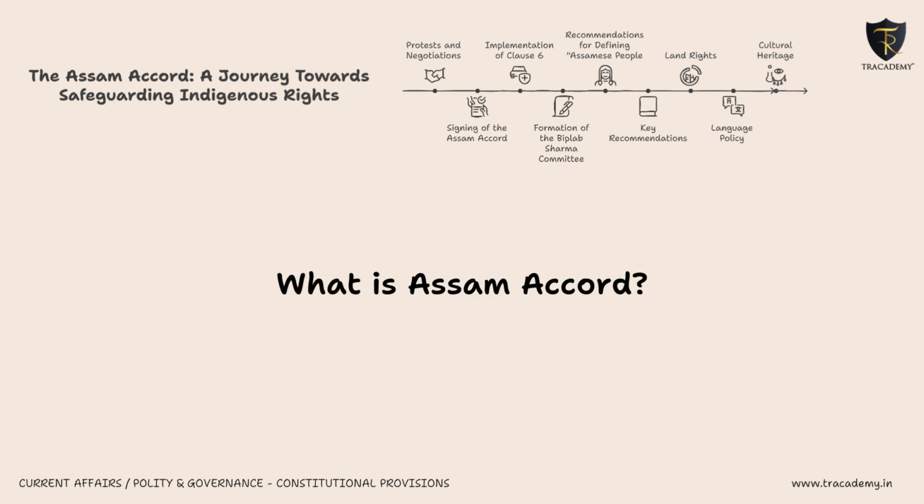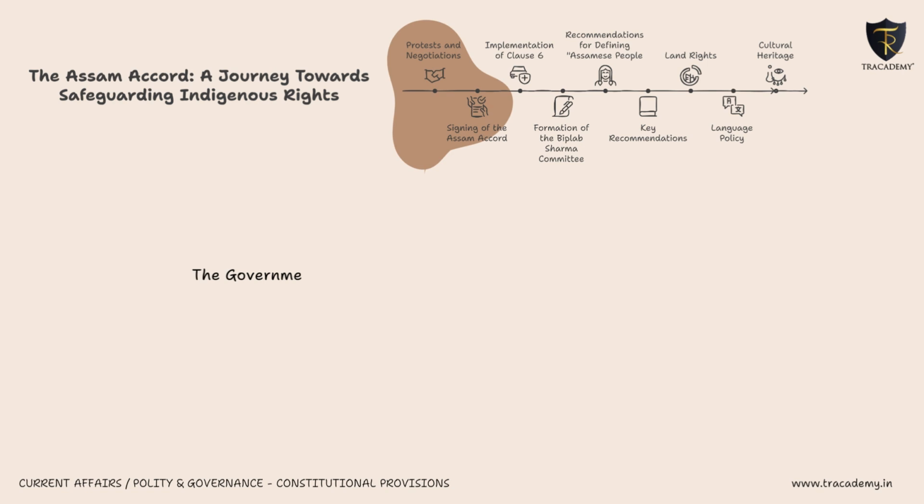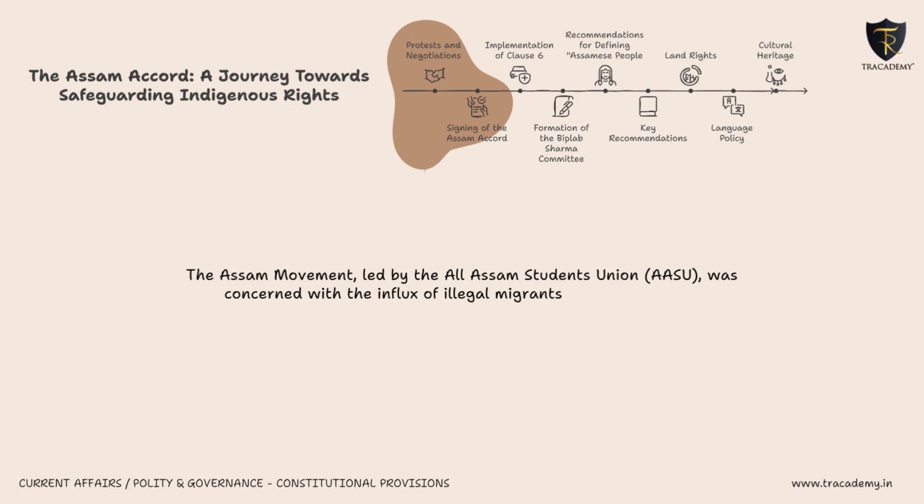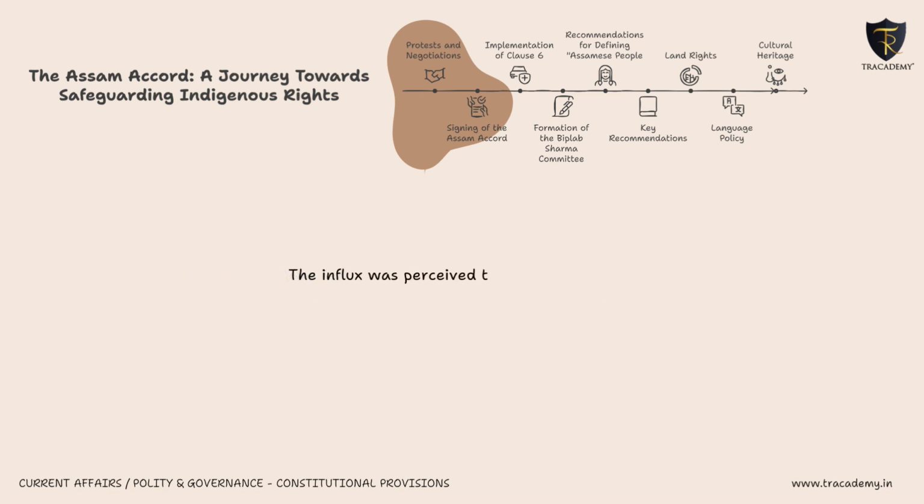Let's understand what is Assam Accord. The Assam Accord was a landmark agreement signed between the Government of India and the leaders of the Assam movement on 15th August 1985. The movement, spearheaded by the All Assam Students Union, was primarily concerned with the influx of illegal migrants from Bangladesh, which was perceived to threaten Assam's demography, economy, and its culture.